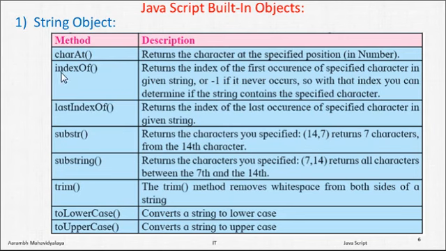Then next method is indexOf. It returns the index of the first occurrence of specified character in a given string and -1 if it does not occur. So with that index you can determine if the string contains the specified character. This indexOf method is very useful to find out the specified character within your complete data.